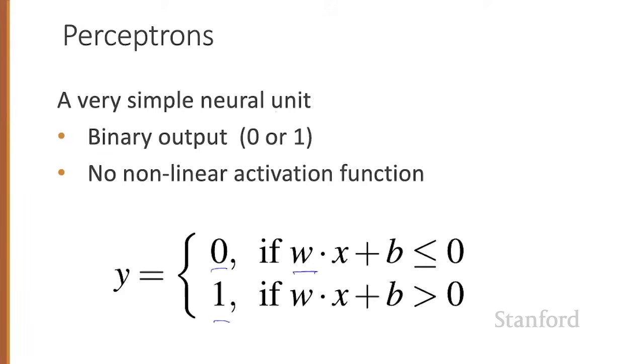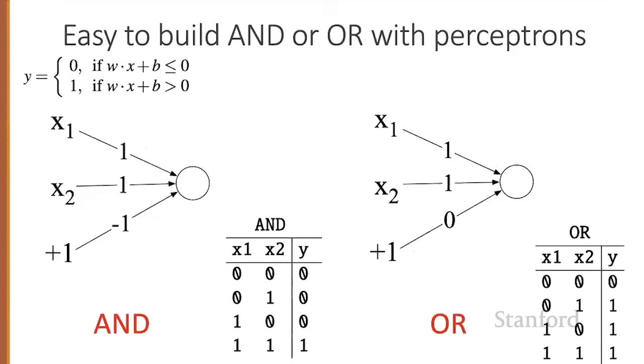So using the same w, x, and b's that we've just seen, if w dot x plus b is less than or equal to 0, a perceptron will output a 0. And if w dot x plus b is greater than 0, it'll output a 1. It's very easy to build a perceptron that can compute the logical AND or OR functions of its binary inputs. So here on the left, we have an example of logical AND. We have weights, w1 is 1, w2 is 1, and we have a bias of -1.